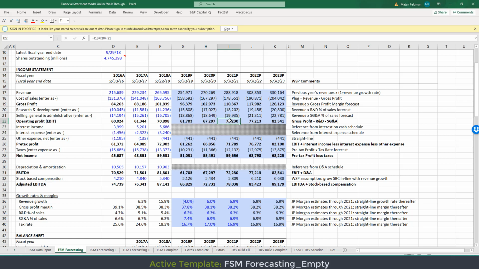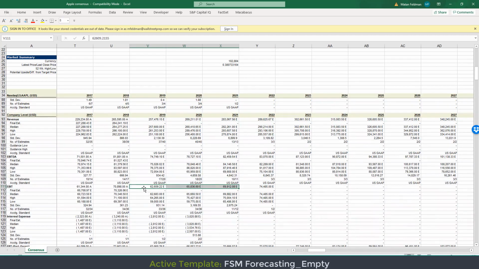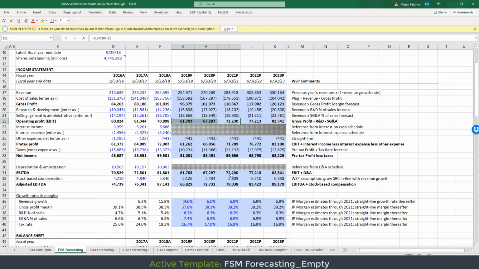JP Morgan was an overweight, and they seem to have forecasts that are a little more aggressive than if you average everyone's forecast. But we are very much in the ballpark, and we feel very comfortable that this represents, at least so far, a street case model, which again, we will sensitize down the road. So at this point, in the next video, we begin talking about forecasting the balance sheet.